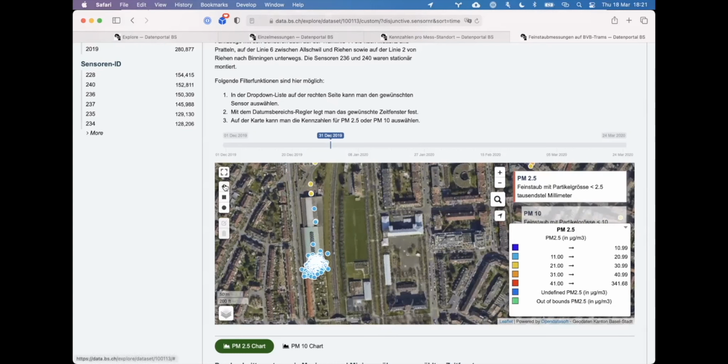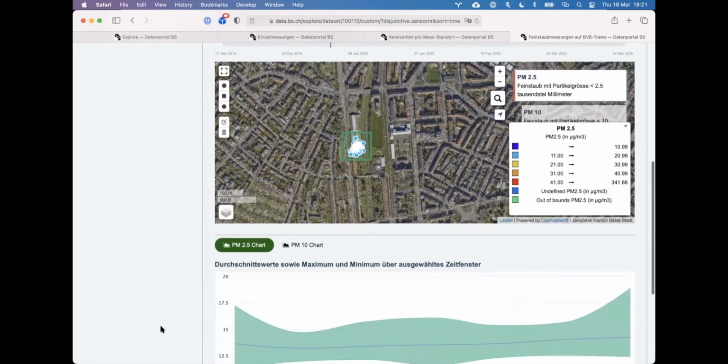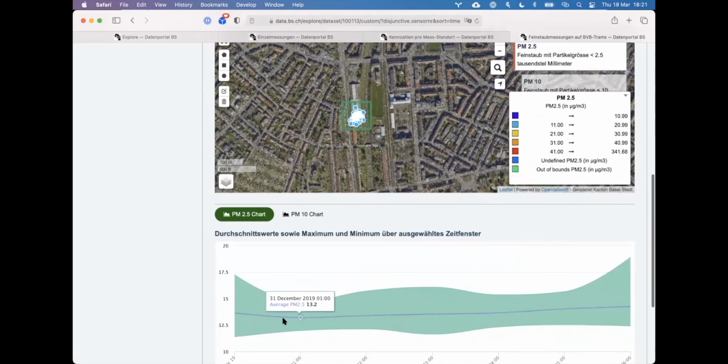So let's just filter out this data here. Can we do this? Yes, of course we can. We select this data and then we see when that was. If we scroll down here, we see the average measurements of PM25 and the maximum and the minimum. And of course, when we go over them, we see the time and date. So this was between 12 and 6 in the morning.